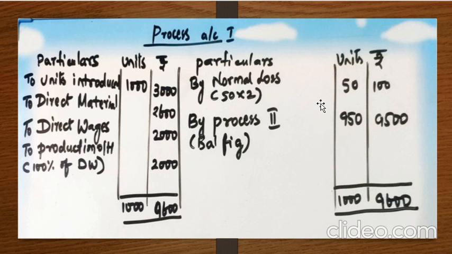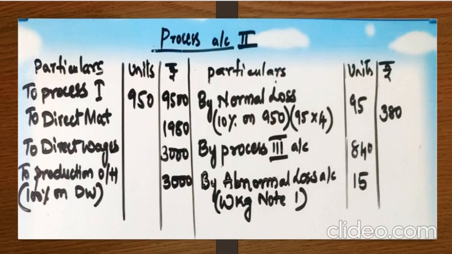So out of here, if you look into units, 50 plus 950 will give you 1000. So with the difference, the balancing figure you will be finding out. 9600 minus 100 will give you 9500. This is the amount and units which you will be transferring to your next process. So your next process is your process 2. So in process 2 account particulars, what is the output for your process 1? You need to check.